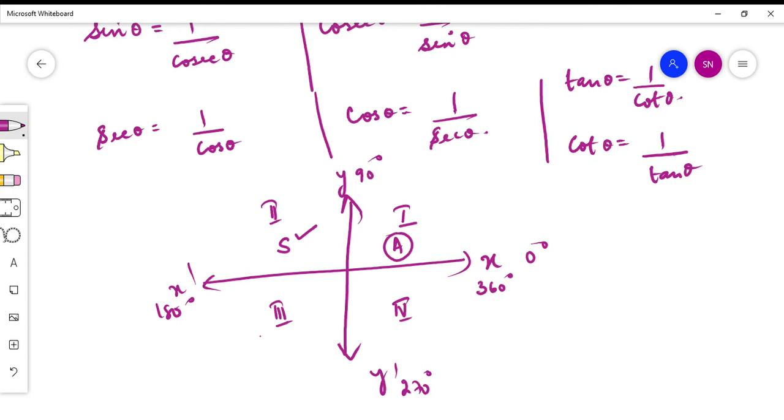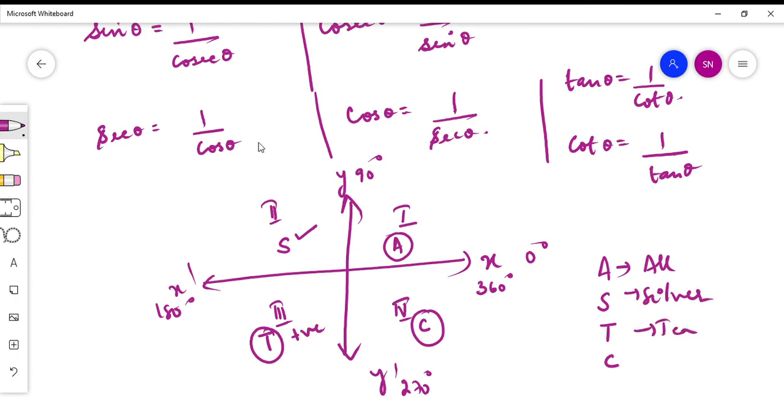In the third quadrant, I have something called as T. So only tan and cot are positive, rest all are negative. And in the last quadrant, I have cos and secant to be positive, rest all trigonometric ratios are negative. So this is called as ASTC rule, which can be remembered as all silver teacups. So the first letter all, S, T and C. So I hope this is understood.